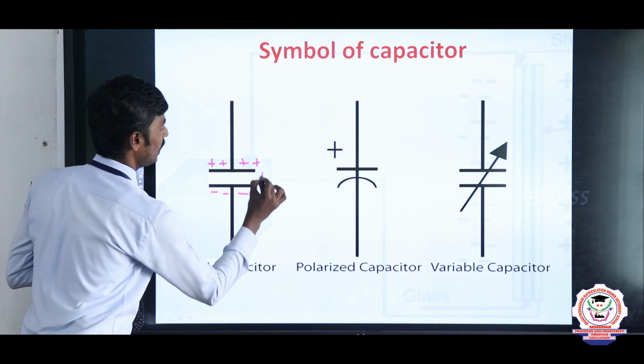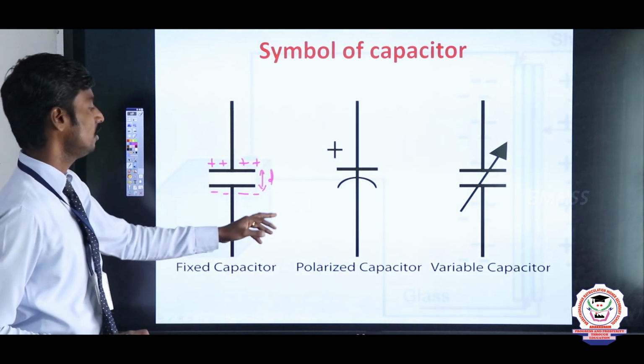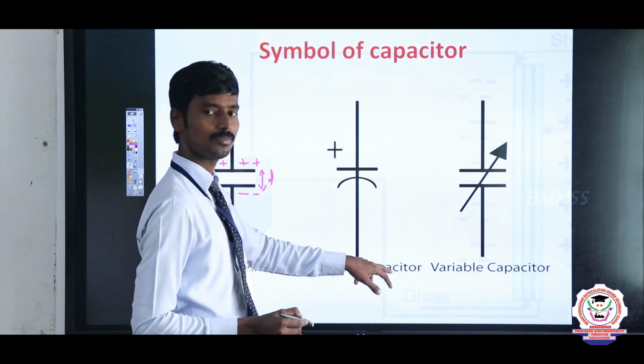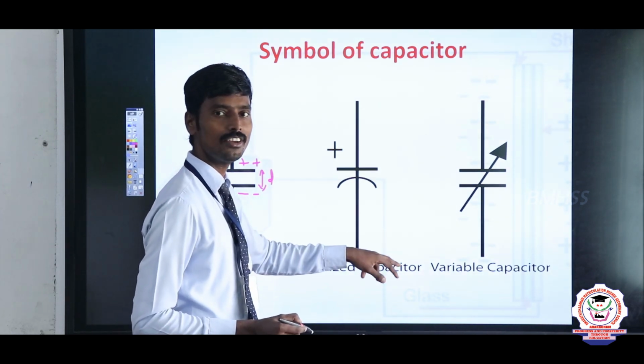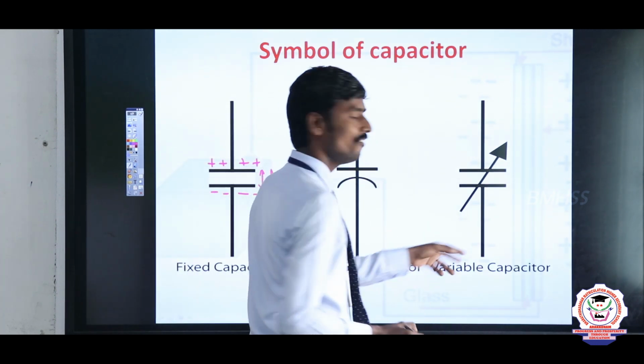Small distance D. Okay, so this is the fixed capacitor. The next one is the polarized capacitor, where positive ions and negative ions separate. This one is the polarized capacitor. The next one is the variable capacitor.